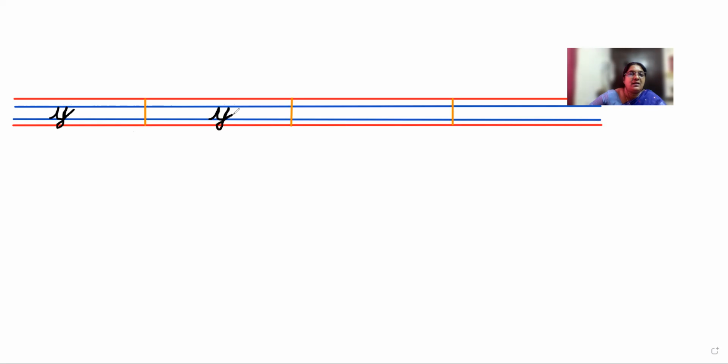Like "g" almost. This is "y" and "z". This is small, so like this. This is "z". "y" and "z". I'll show you once again, big, so that you can know how to write properly.